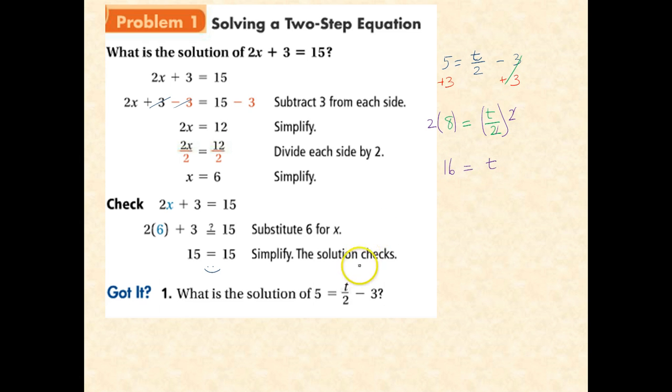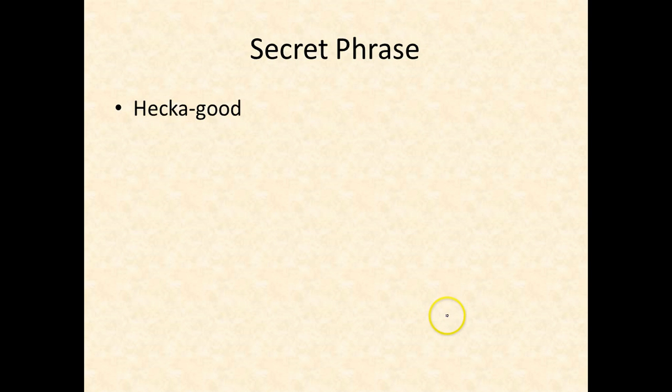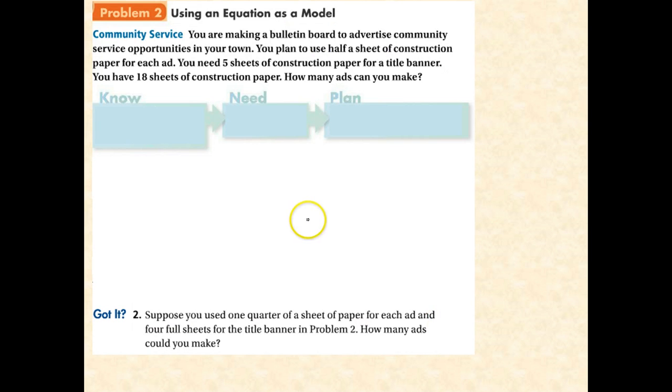And now I can check that solution. Does 5 equal 16 over 2 minus 3? Now I'm going to be using order of operations in regular order. I'm going to divide first and then subtract. 16 divided by 2 is 8. Does 5 equal 8 minus 3? Yes, it does. Hecka good. That's your secret phrase. You got me feeling hecka good.